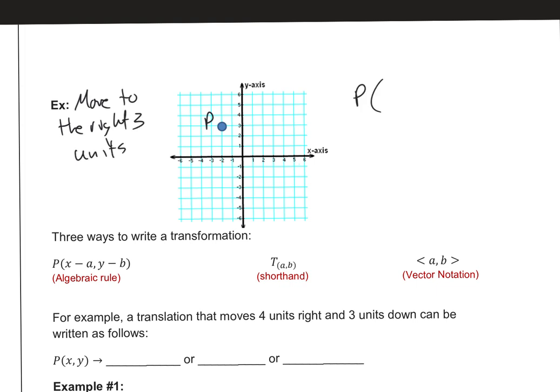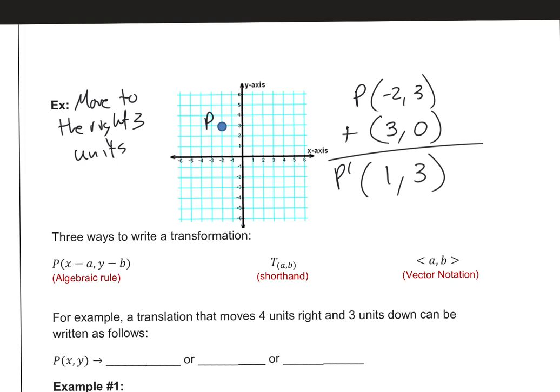Okay, so P still starts off at -2, +3. And now I'm basically going to add to the right 3 units. I'm going to add 3 to the x value, but I'm not changing the y this time. And so P prime would be -2 + 3 is +1, and then 3 + 0 is still 3. And so that coordinate would be at 1, 3, and sure enough, that's right there. That's to the right 3 points.